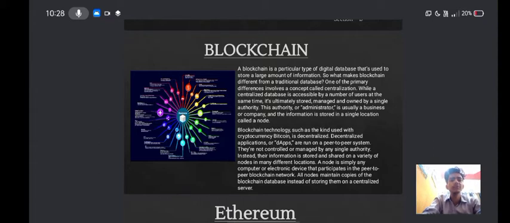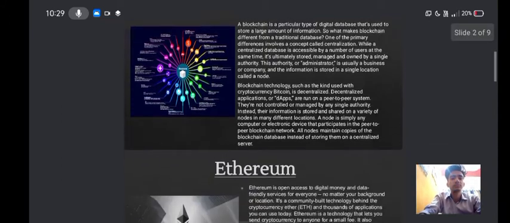One of the primary differences involves the concept of centralization. All the databases are centralized, meaning they are controlled by a governing authority or by a business or by a company. But blockchain is not controlled by any of them. So blockchain can help us in securing our information, and many companies nowadays are using blockchain and learning the concept of blockchain to make information more secure.